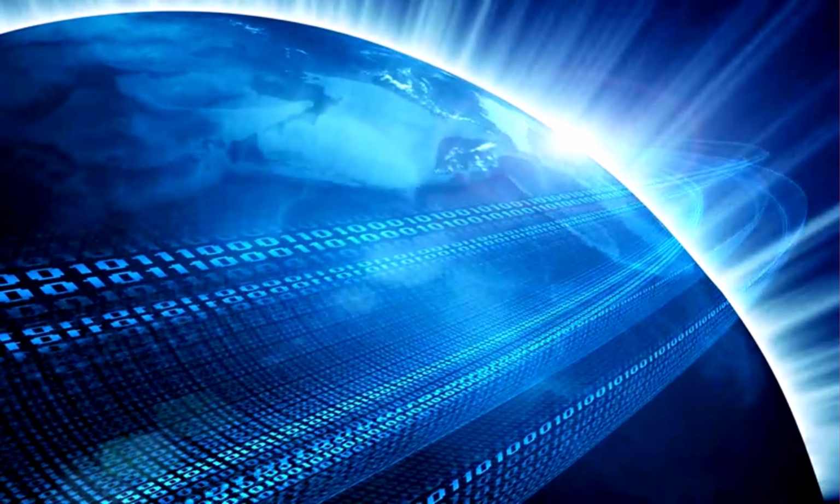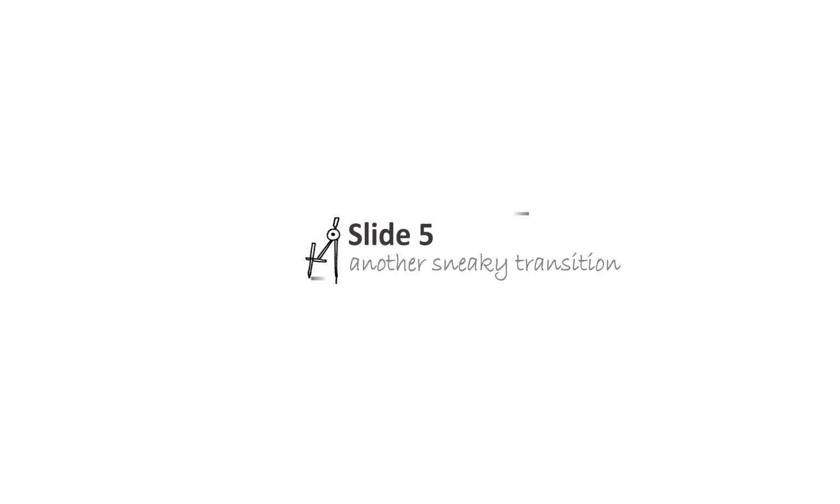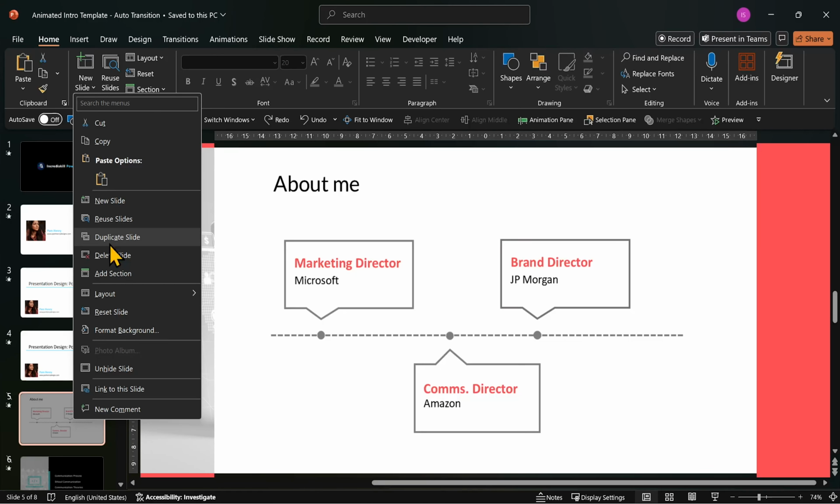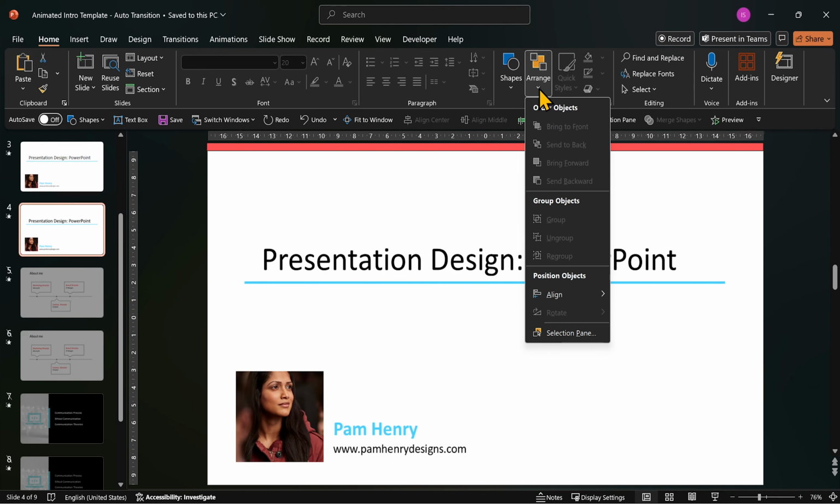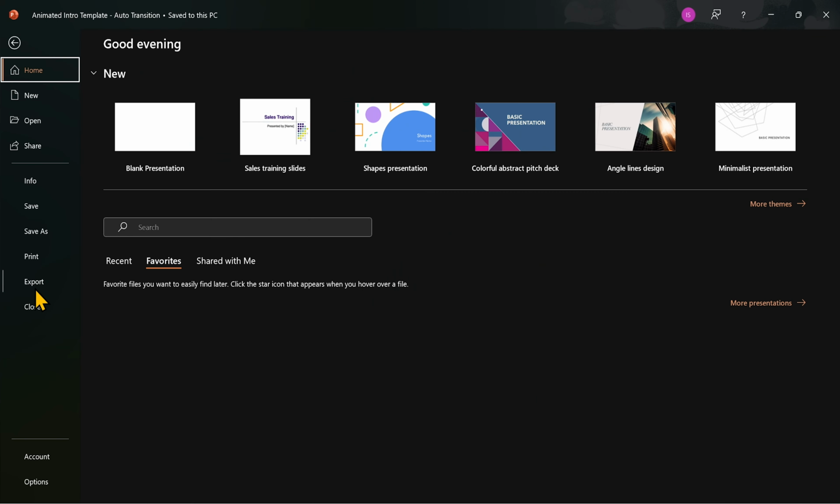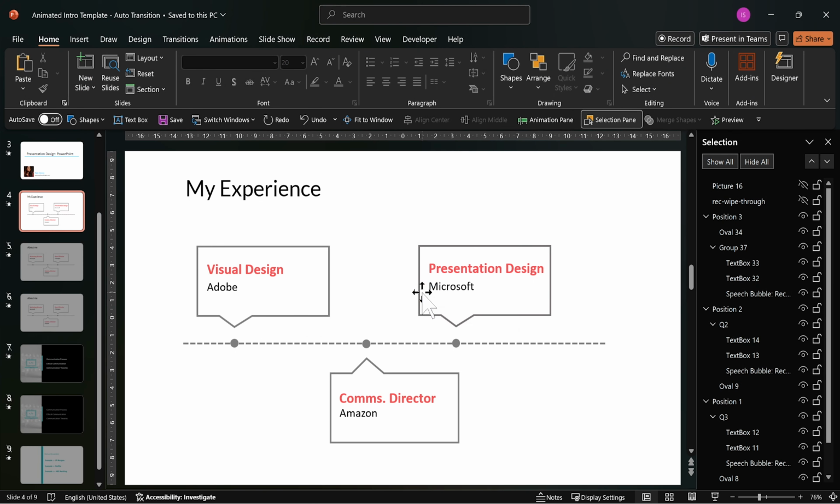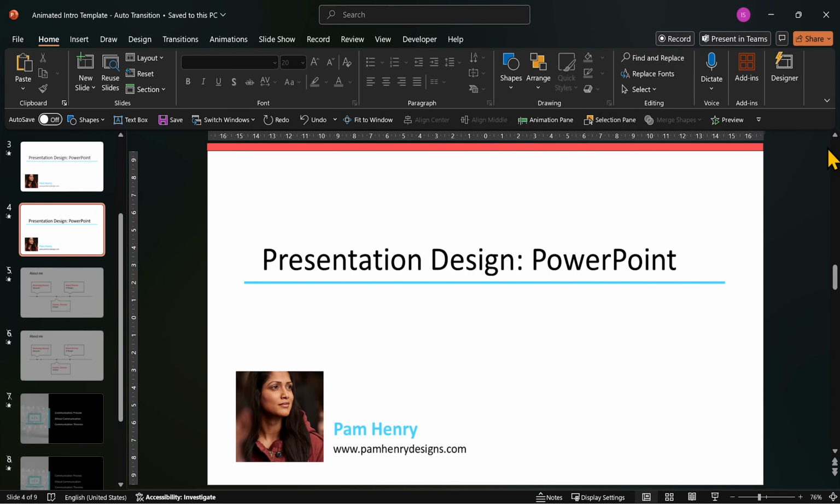Slide 5 bridges the gap between slide 4 and slide 6. It's time to repeat our trick. Duplicate slide 5 just in case. Go to slide 4, open selection pane and hide the picture and the rectangle. Export slide 4 as PNG. Turn the hidden items back on and close the selection pane.